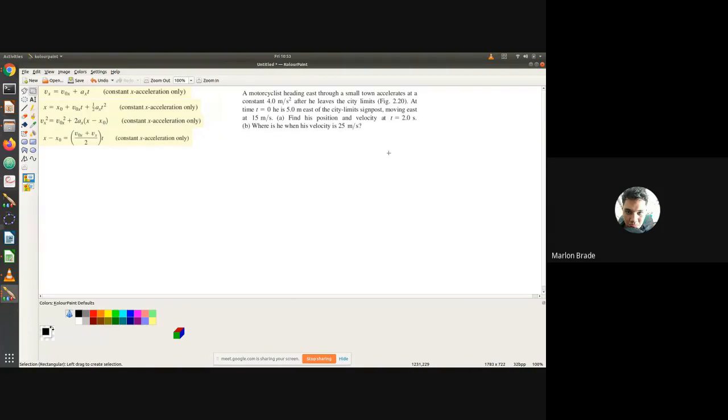A motorcyclist heading east through a small town accelerates at a constant acceleration of 4.0 meter per second squared after he leaves the city limits. At time t equals 0, he is 5.0 meter east of the sign limit signpost moving east at 15 meter per second. So the question is, find his position and velocity after t equals 2 seconds, and letter B is, where is he when his velocity is 25 meter per second. So this is the problem.